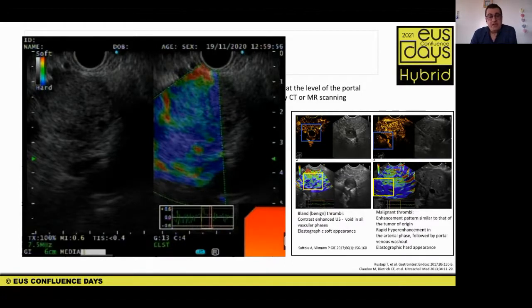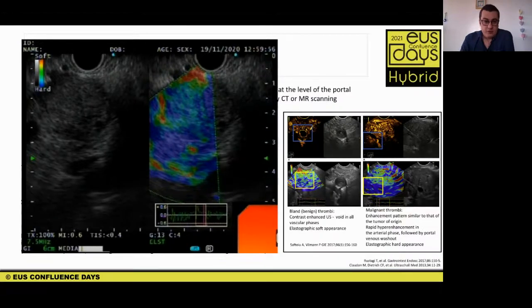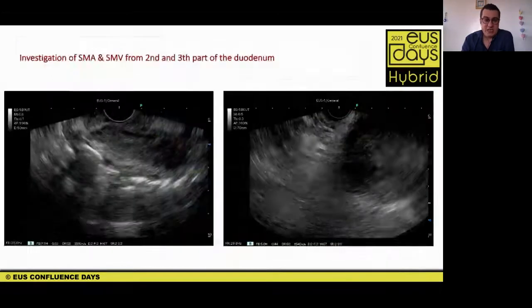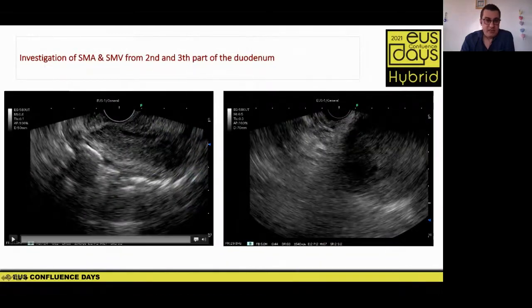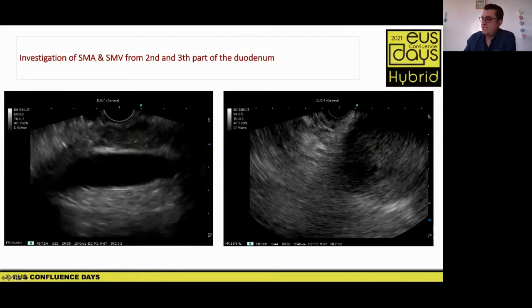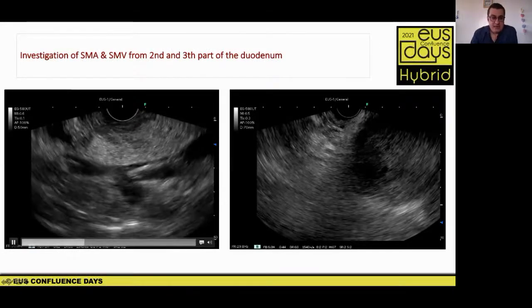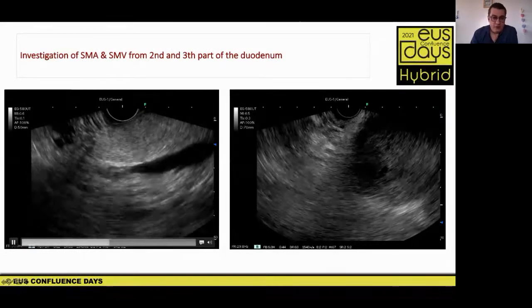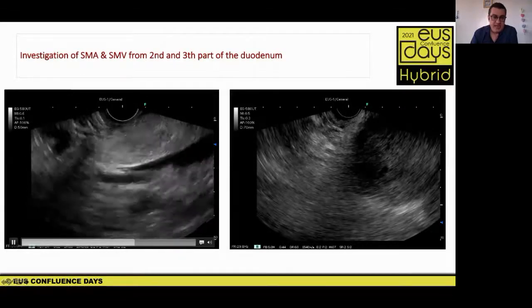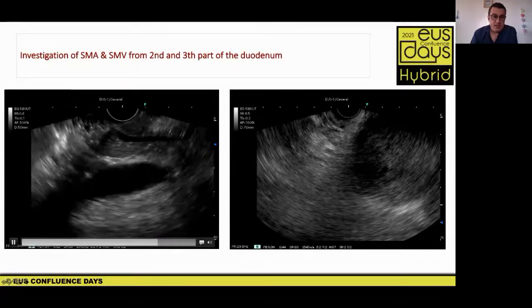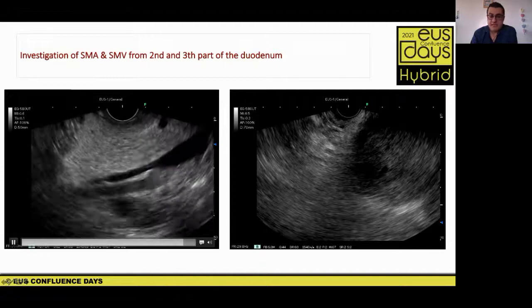In many cases, we need more studies about this, the use of elastography and contrast enhanced for this indication. And please do not forget the investigation of SMA and SMV. And this is from the second part of the duodenum. You see the SMV here, and this is SMA, and you see also the pancreatic duct and aorta on the other side.